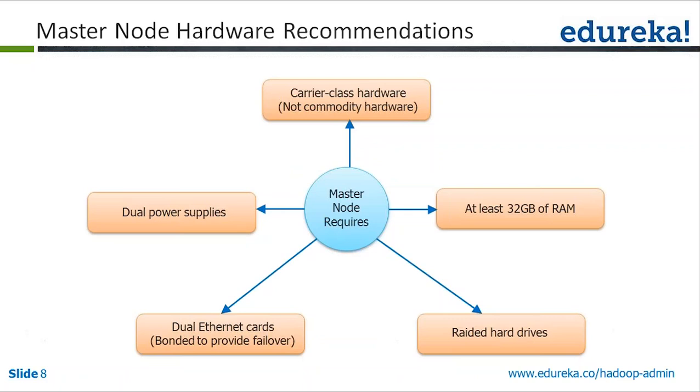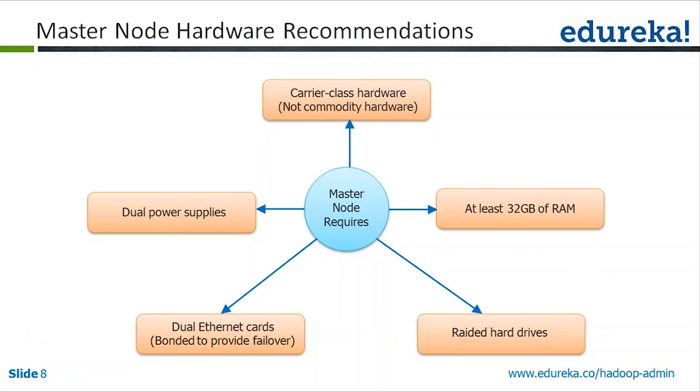So just to give you an idea about the hardware recommendations for the name node: always go with dual power supplies, dual Ethernet cards, rated hard drives, and a minimum of 32 gigs of RAM. But today the recommendation is 96 gigs of RAM, 96 to 100 gigs, as the minimum, because data is not going into just terabytes or gigabytes, it is going into petabytes. So the more data, the more RAM you need for the name node.